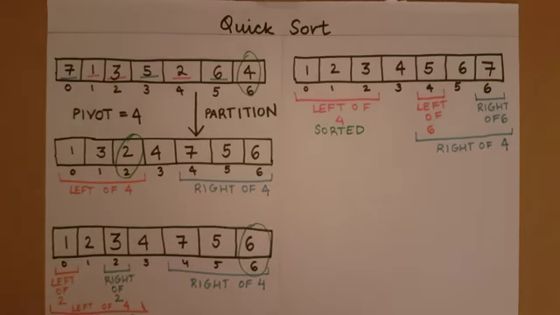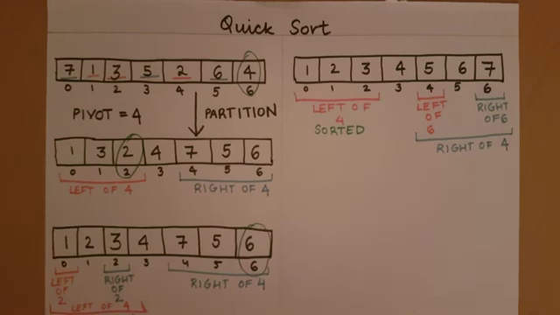Now we must apply the partition algorithm to the left of 6. The left of 6 is a single element array of element 5. And hence, since there are no elements to be pushed to the left or the right of 5, we say 5 is in its correct position, and 5, a single element array, is a sorted array. All elements in the left of 6 are in their correct position. 6 itself is in its correct position.